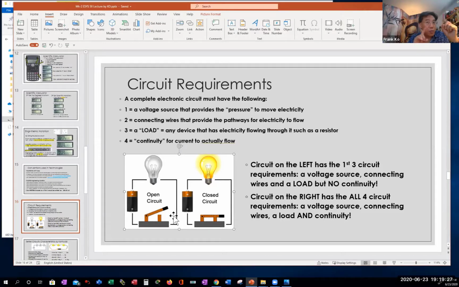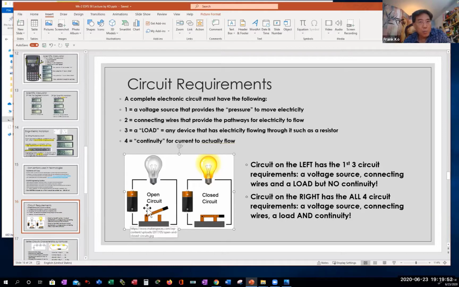Take a look at the circuit on the right. The circuit on the right has all 4 circuit requirements for a working circuit. It has a voltage source, has connecting wires, has a load, and most importantly, it also has continuity, which is demonstrated by the switch being closed, much like your light switch.